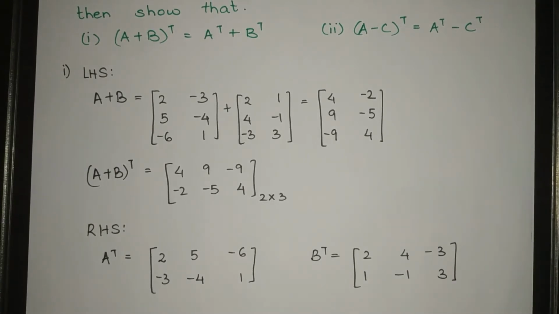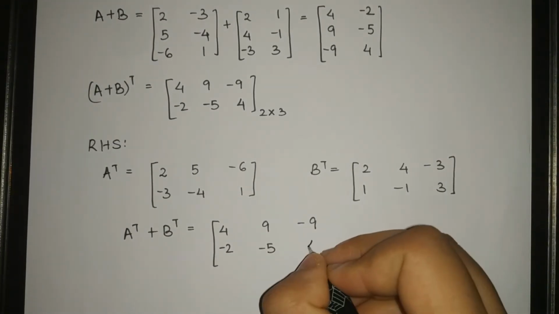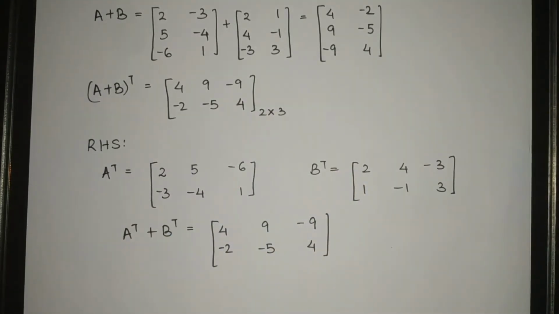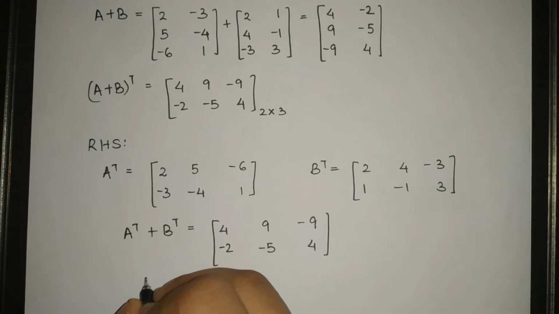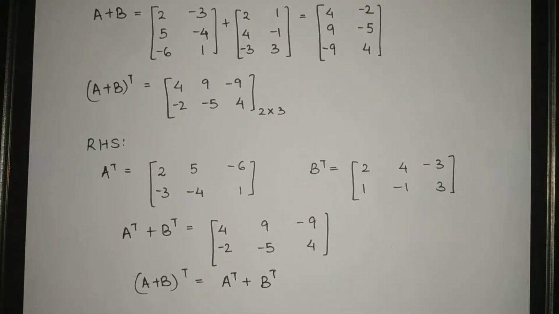Okay, now let us add these two up. So we get A transpose plus B transpose is equal to, now let's add. So 4 9 minus 9 minus 2 then minus 5 and 4. And if you check, then this and this are exactly the same, and hence we have that (A plus B) the whole transpose is equal to A transpose plus B transpose. Okay, that is how you're supposed to do these questions. They are very easy, not at all difficult.